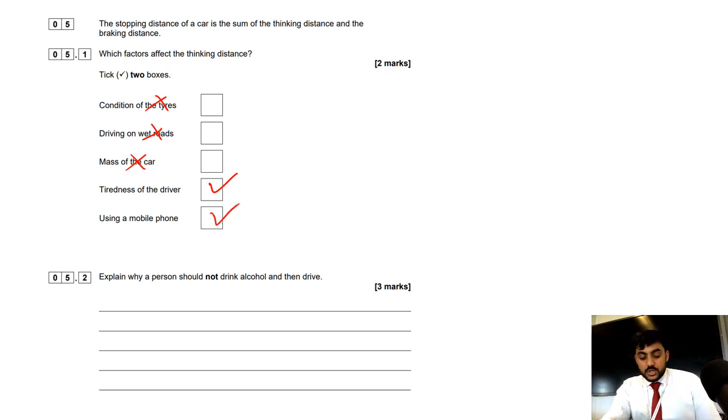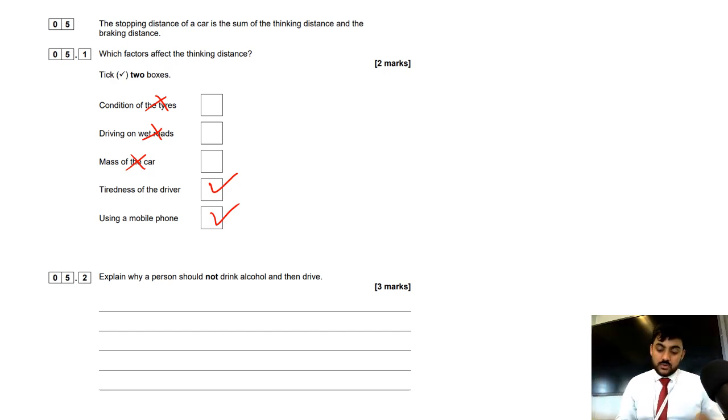Explain why a person should not drink alcohol then drive. Because it's not cool, guys. Anyway, the reason is alcohol is a depressant. It slows down your reaction time. Therefore, if you take longer to think, your thinking distance increases, which is the distance the car is still moving forward while you're thinking. That increases, so you're more likely to have a collision.